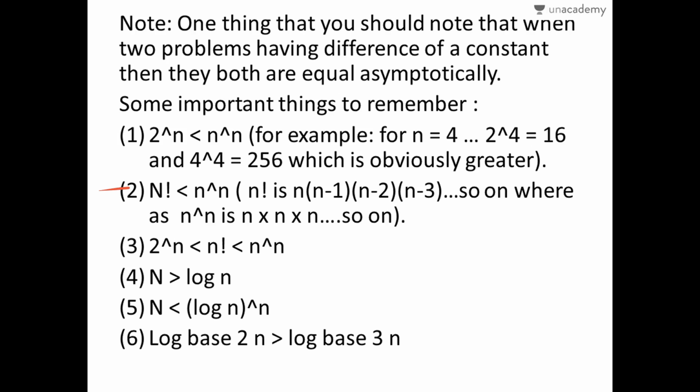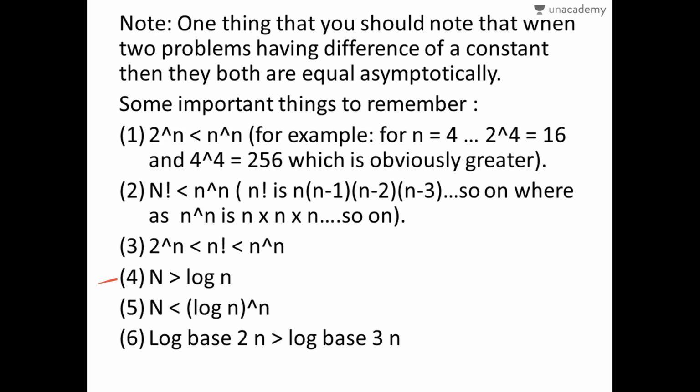Now, the second rule is saying that n factorial is smaller than n to the power of n. We know that n factorial is nothing but n into n minus 1 into n minus 2 into n minus 3 and so on, whereas n to the power of n is nothing but n into n into n and so on. That's why this rule came, because n to the power of n is obviously greater than n factorial. So if we combine these two rules, then this rule came that 2 to the power of n is smaller than n factorial, which is smaller than n to the power of n.